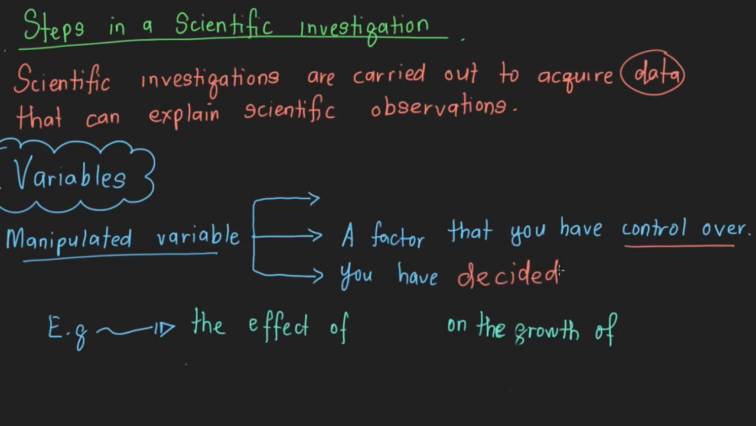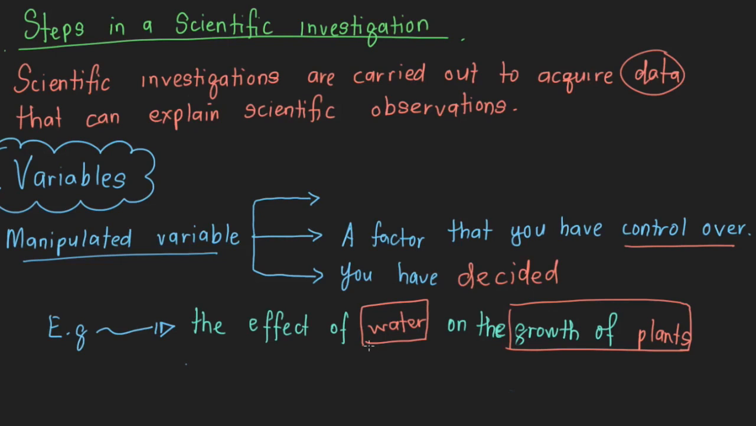So let's look at an example. Now, let's say we want to conduct an experiment to look at the effect of water on the growth of plants. Now, there are two variables in this sentence, water and the growth of plants. Now, I'll give you a few seconds to think about which of these two is considered a manipulated variable. Is it water or is it the growth of plants?